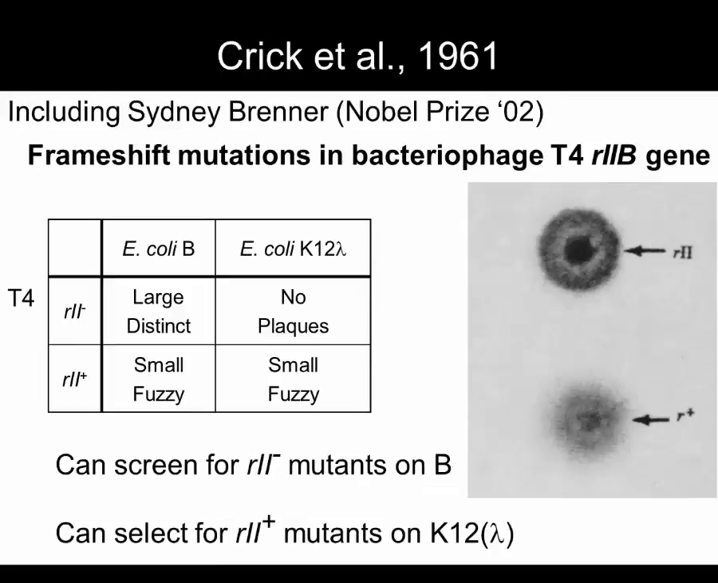His work on the genetic code was published in 1961, and this too was the culmination of work by several great scientists, including Sidney Brenner, who would later go on to win a Nobel Prize of his own. They used the bacteriophage T4 rII system that we previously discussed. Recall that wild-type phage forms small fuzzy plaques on both E. coli B and K12 lambda strains, while rII mutants form large plaques with distinct edges in the B strain and can't form plaques at all with K12 lambda. This allows both screens and selections to be carried out. Crick et al.